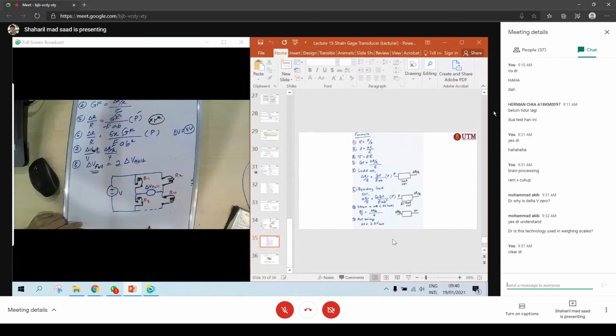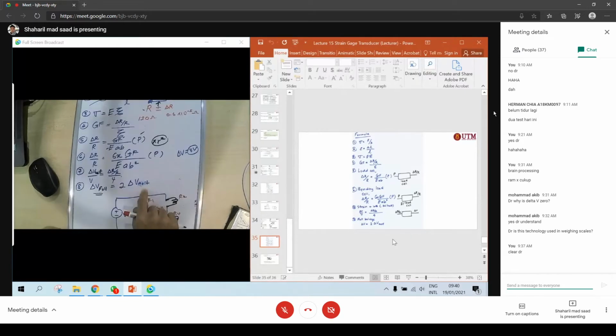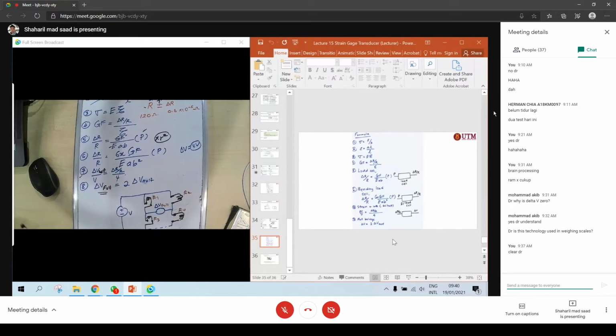Okay, can you get it? So in order to get delta V full, it is equal to 2 times delta V half. So you need to do formula number 7 first. Delta V half equal to delta R over R divided by 4, times V. Okay, to get it.